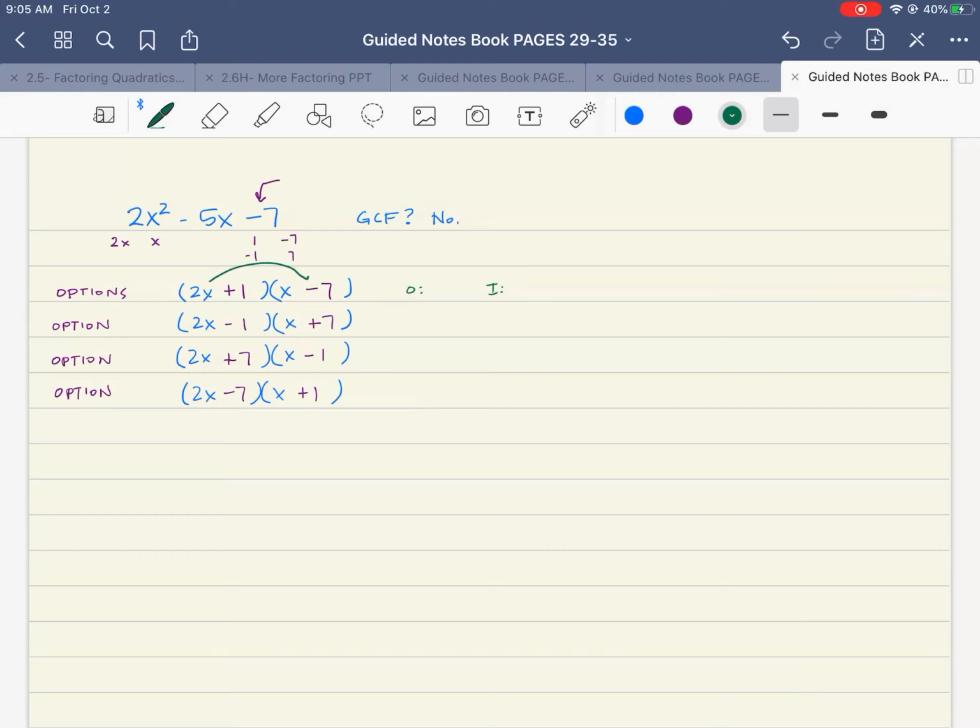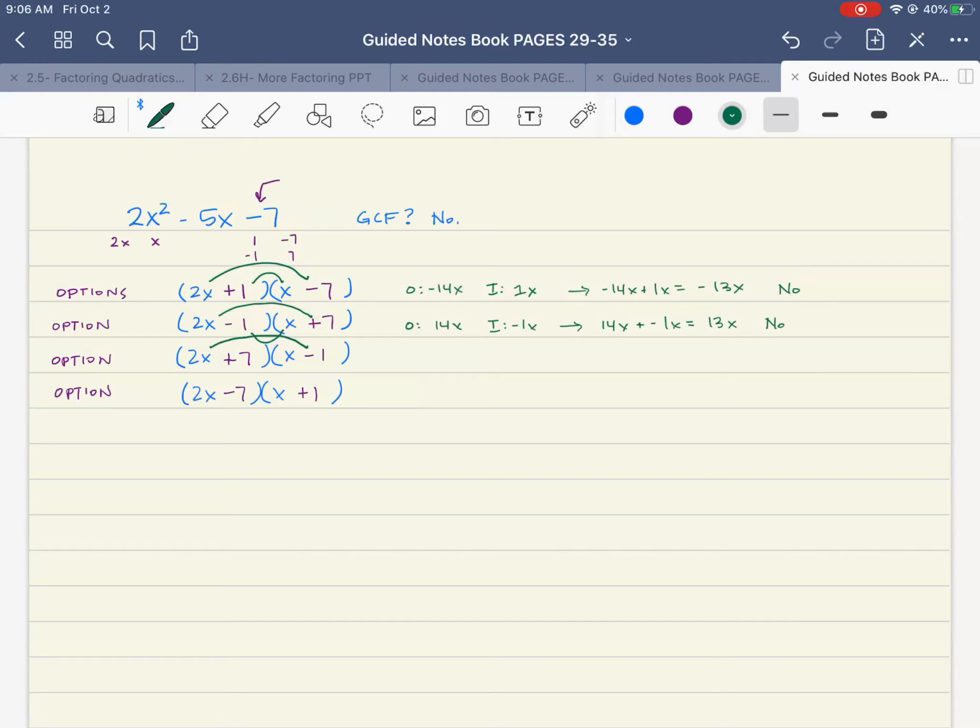So notice the outside here would give me negative 14x. The inside here, 1 times x, would give me a positive 1x. If I were to combine negative 14x plus 1x, I get negative 13x. That does not match the negative 5x that I'm looking for, so I go to the next one. 2x times a positive 7 on the outside is a positive 14x, and on the inside, that's going to give me a negative 1x. If we combine 14x with a negative 1x, we end up with positive 13x. Again, not what we're looking for.